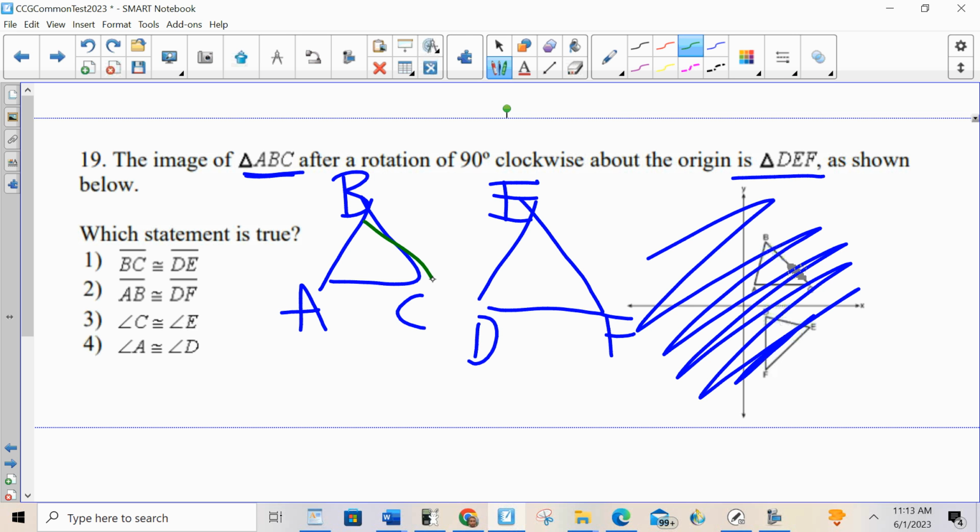BC, DE, do those correspond? No. AB, DF, do those correspond? No. Angle C, angle E, do those correspond? No. Running out of colors here. Angle A, angle D, yes, they correspond, so those must be congruent. If they give you these similar triangles with these horrible pictures, just cross them out and draw your own picture. Just follow the letters in the same order in which they're given. This becomes a very easy question.